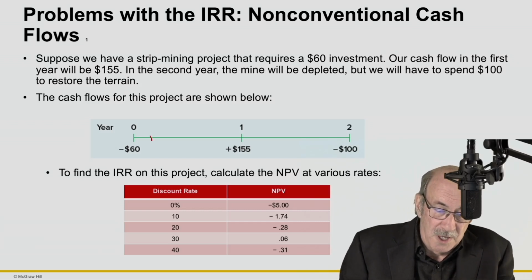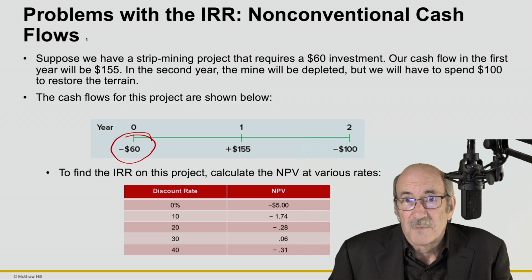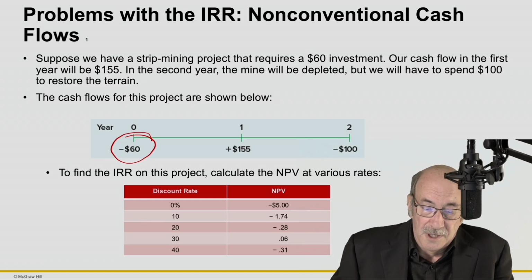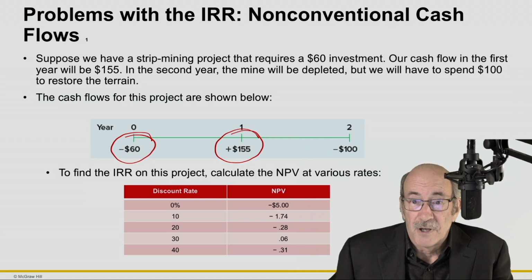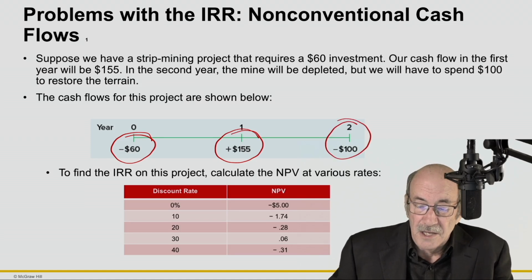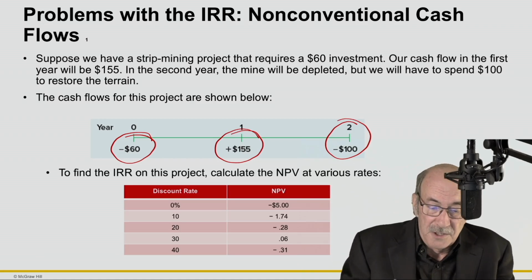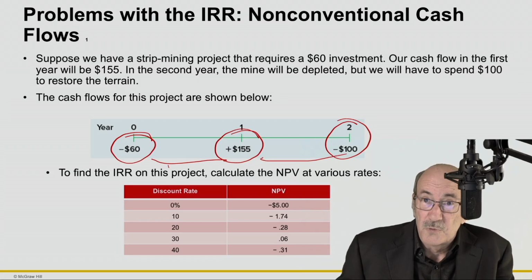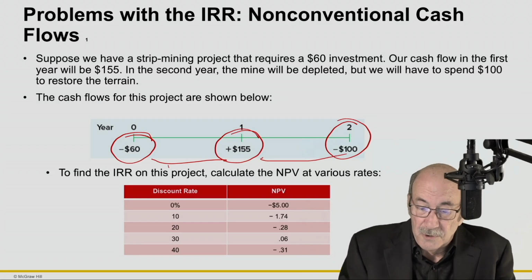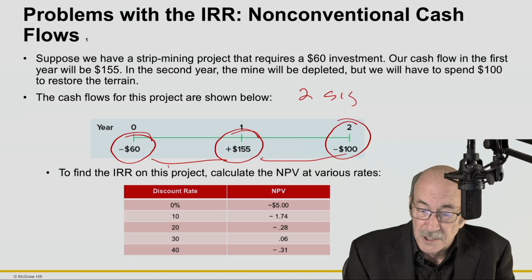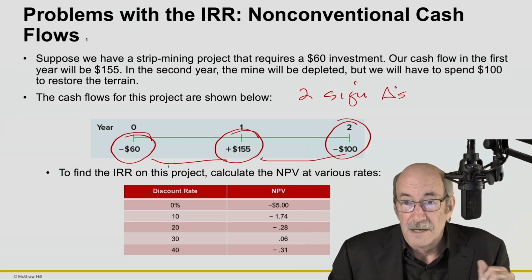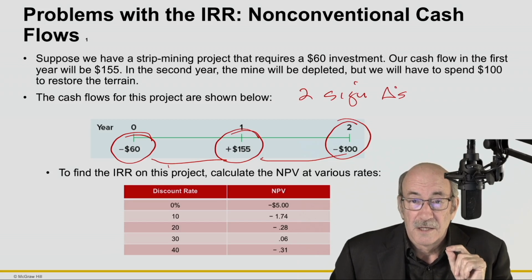So suppose that we had an initial investment of $60. Our cash flow at year one is 155, and we have another cash flow at year two, which is another investment. So signs changed between these two periods, and they also changed between these two periods. So we now have two sign changes. And that can be problematic.